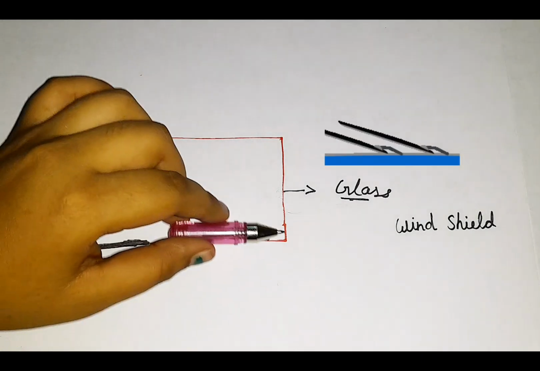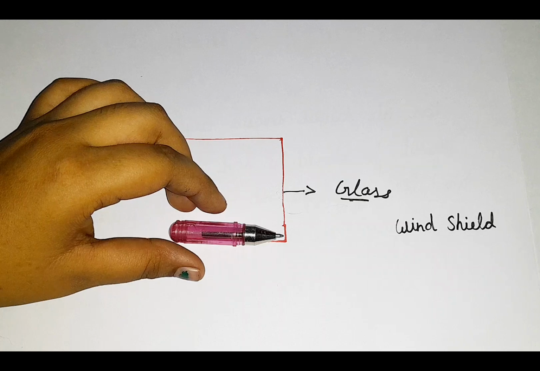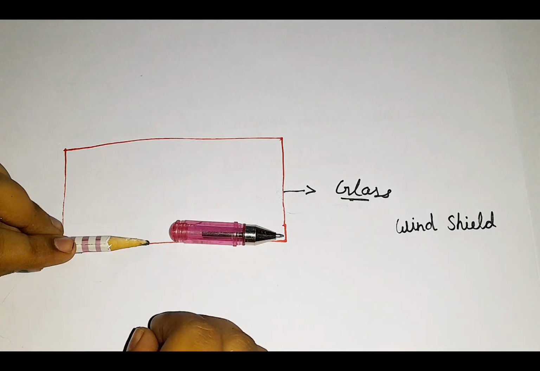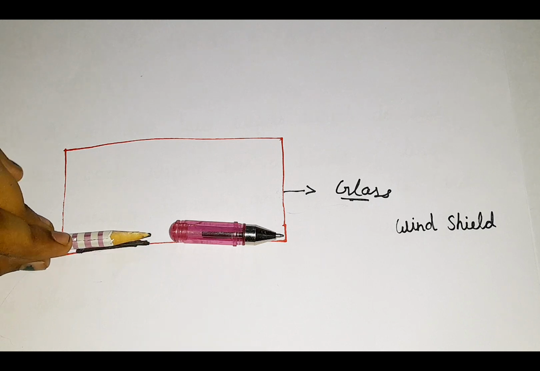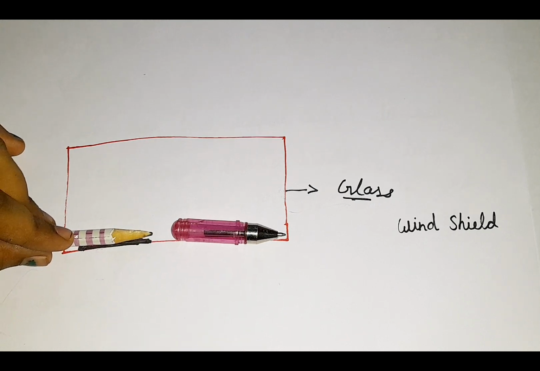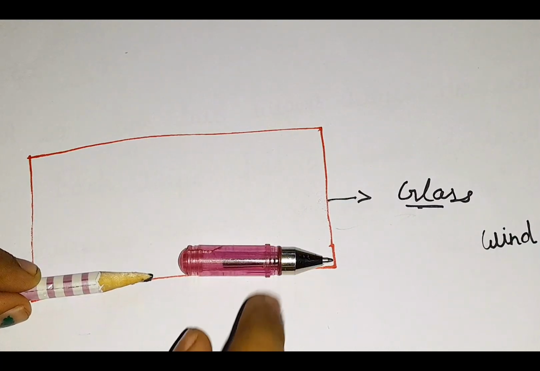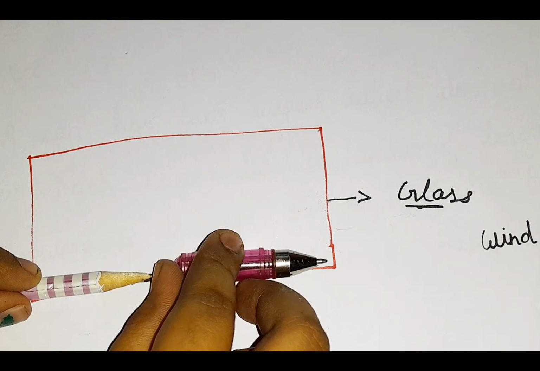I'm going to place a pen right over here. Here I'm going to place a pencil once again, and here I'm going to place a pencil like this. So you can take a closer look. Since you guys know, these are the two wipers.